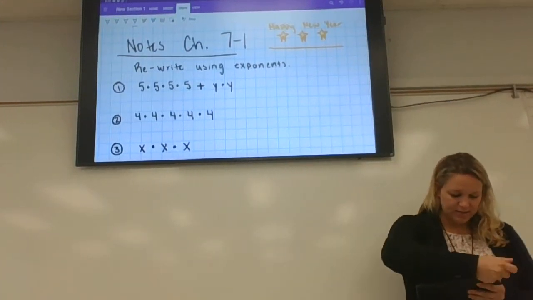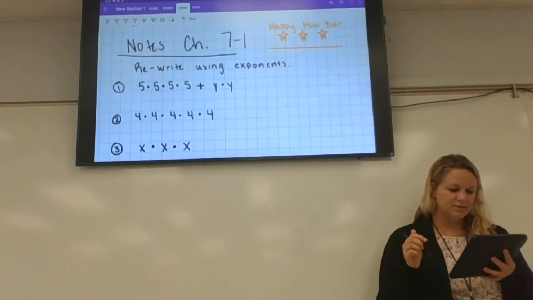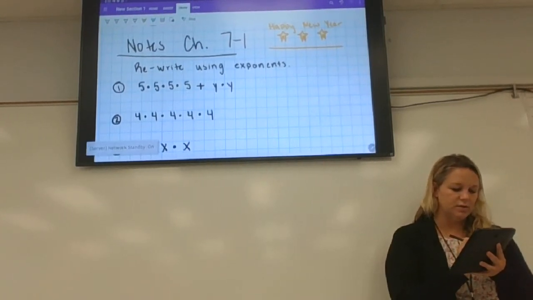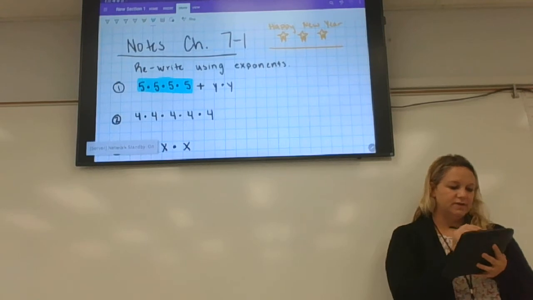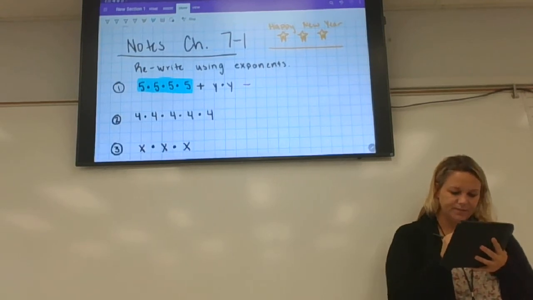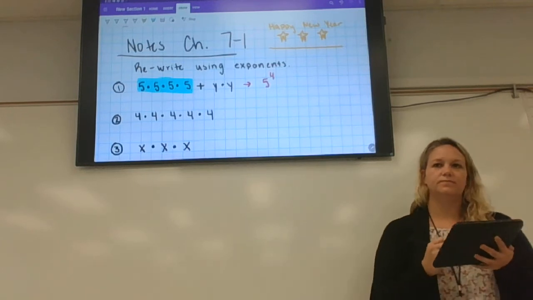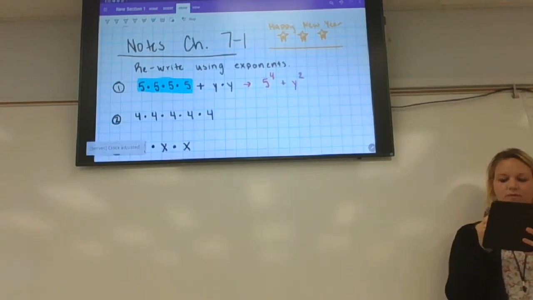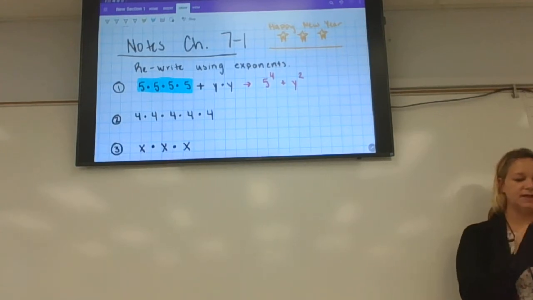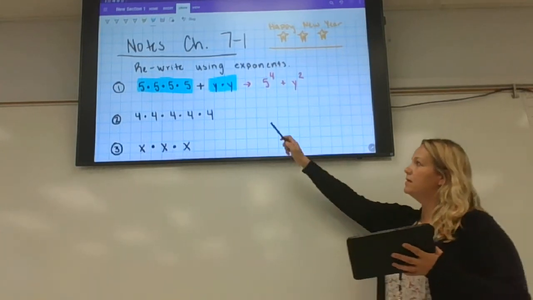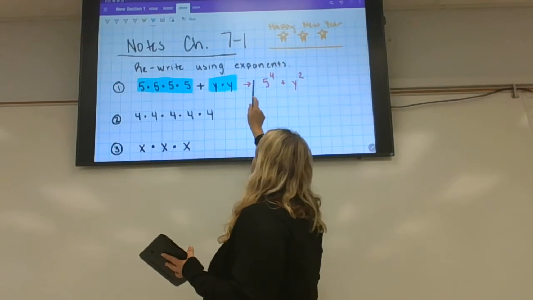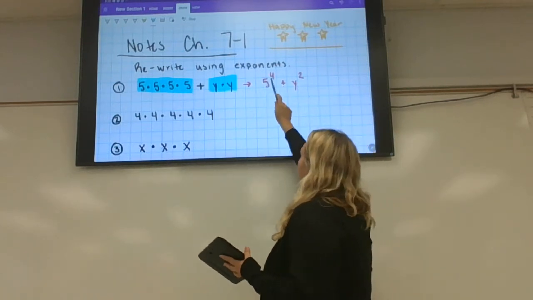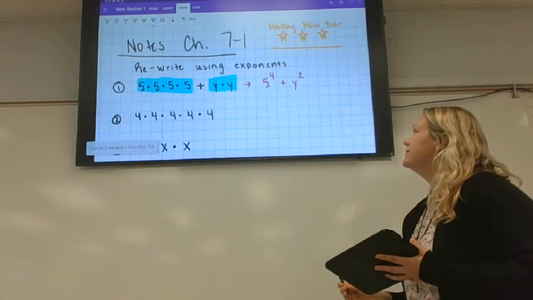All right, let's see here. It says just to write using exponents. So I'm not actually going to do 5 times 5 times 5 times 5. I'm just going to write 5 to the 4th power plus y squared. That plus sign stays. There's a plus in the middle. That plus has to stay. 5 to the 4th plus y squared.